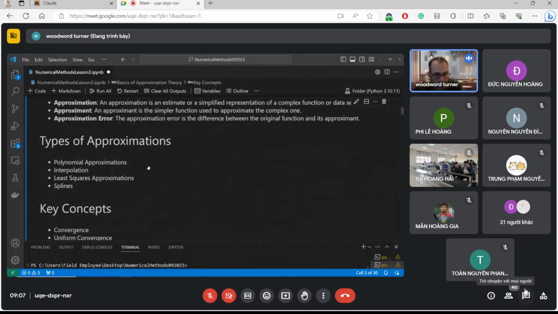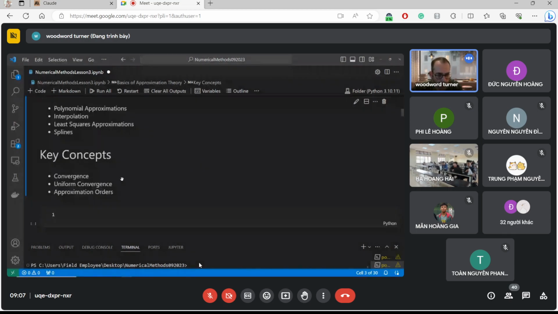Okay, and some different types of approximations that we'll look at. The first will be polynomial approximations. Next, we'll look at some interpolation, which is approximating between points. We'll look at very standard least squares approximation and some of the variations of that. And then we'll end with some splines and how we can use those to approximate functions. Some key concepts that we'll discuss and look at are convergence, uniform convergence, and approximation orders.